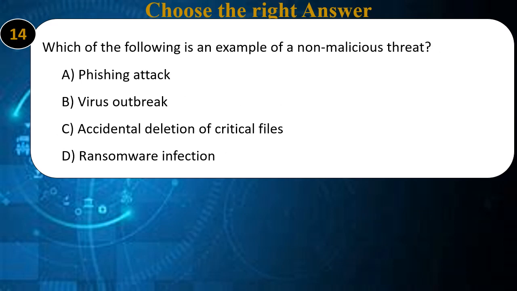Question number 14. Which of the following is an example of a non-malicious threat? A. Phishing attack. B. Virus outbreak. C. Accidental deletion of critical files. D. Ransomware infection.